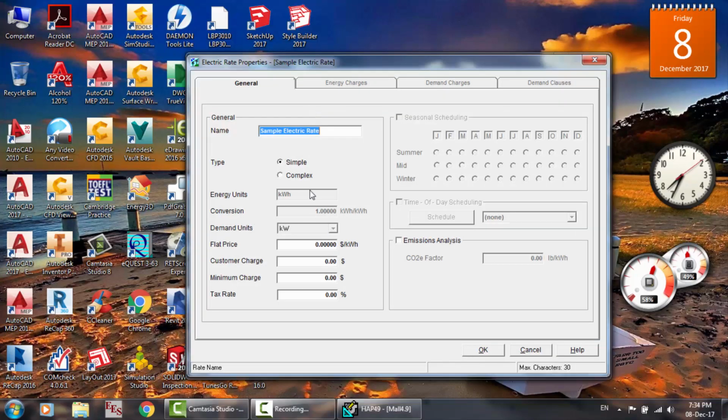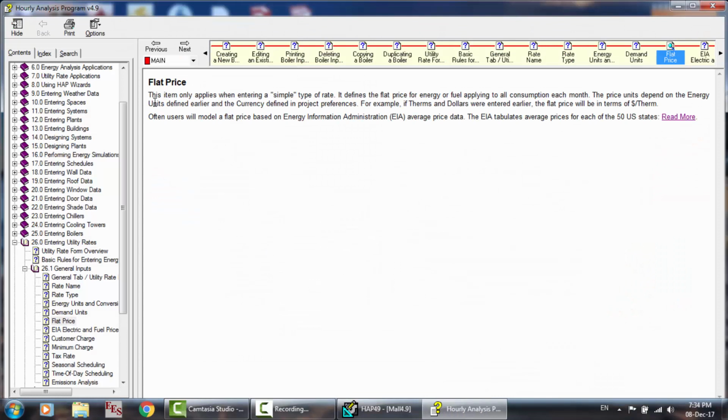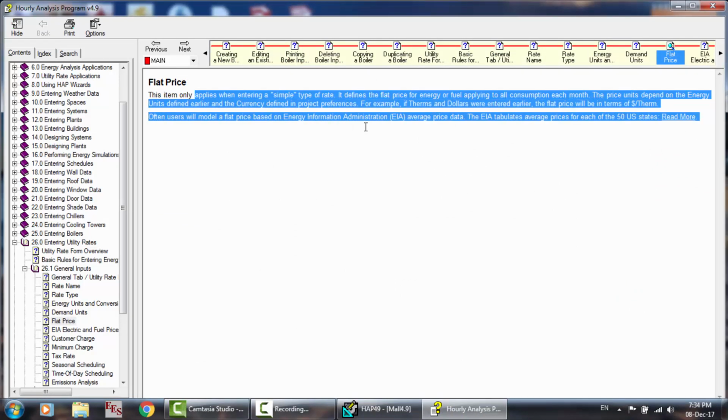New default, simple. So here's the flat price per simple rate. Okay, and here the customer charge. You can also click F1. This item only applies when entering a simple type of rate, and defines the flat price for energy or fuel applying to all consumption each month. So you have to enter how many dollars per kilowatt hour each month. The price units depend on the energy units or currency defined in the project preferences.